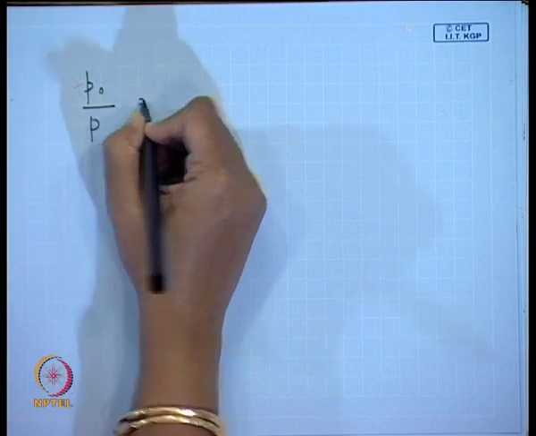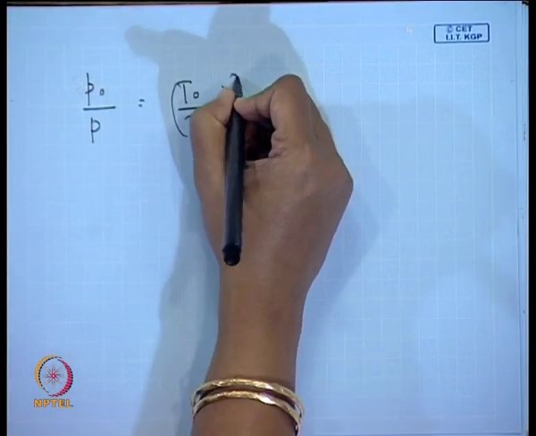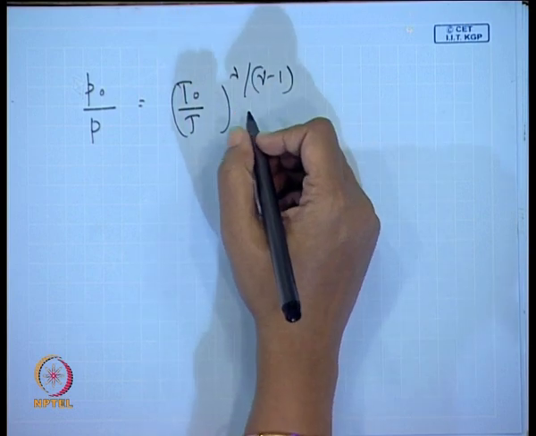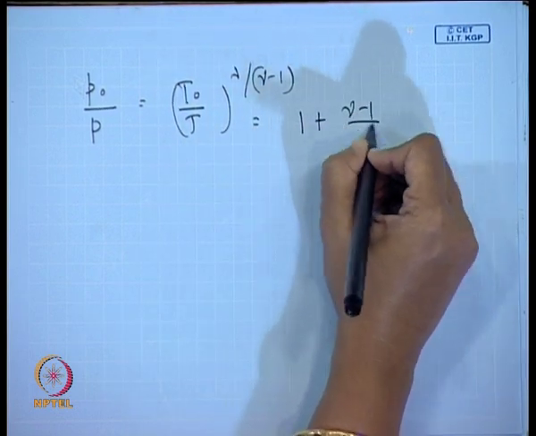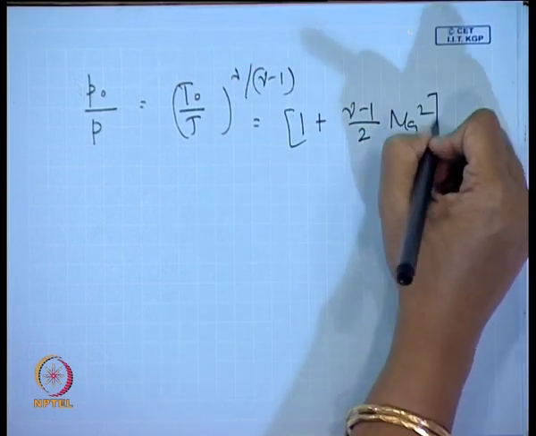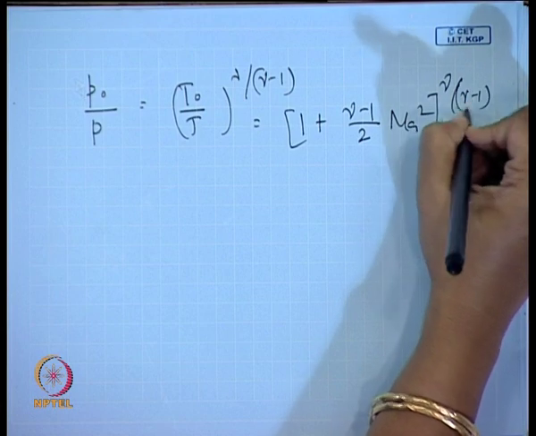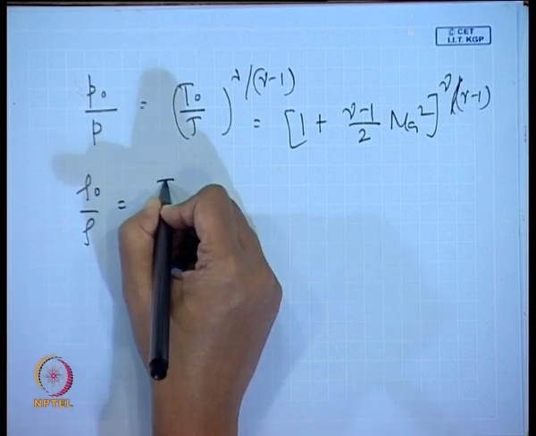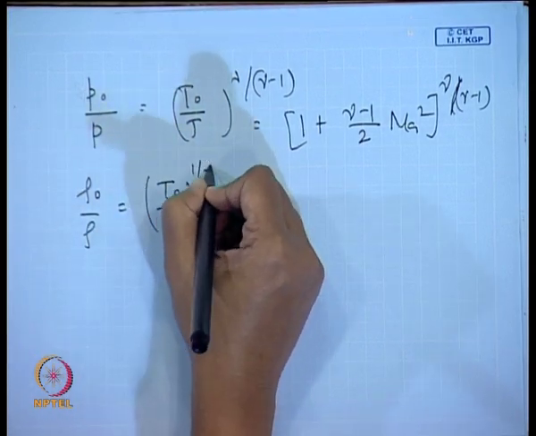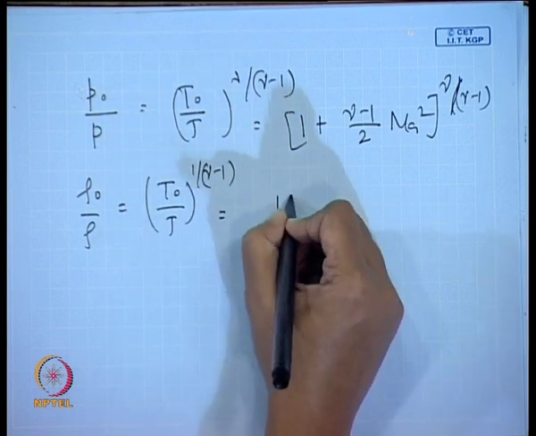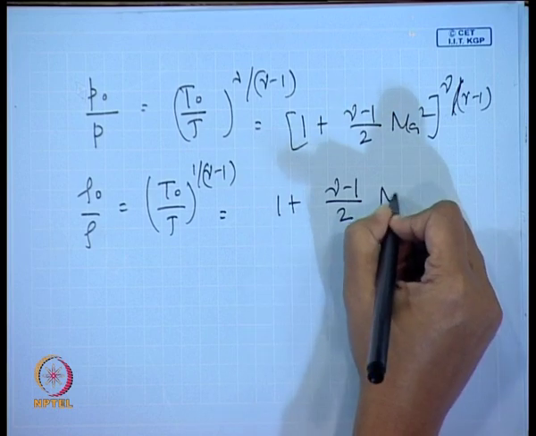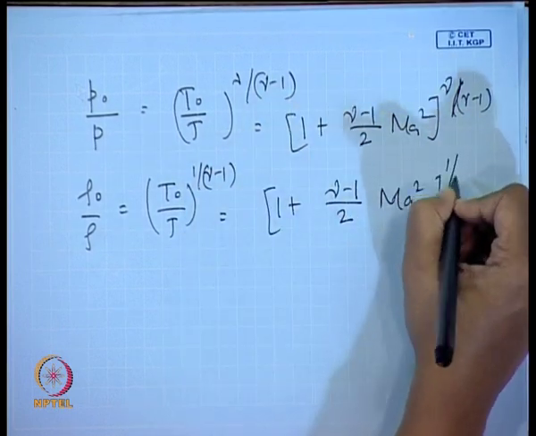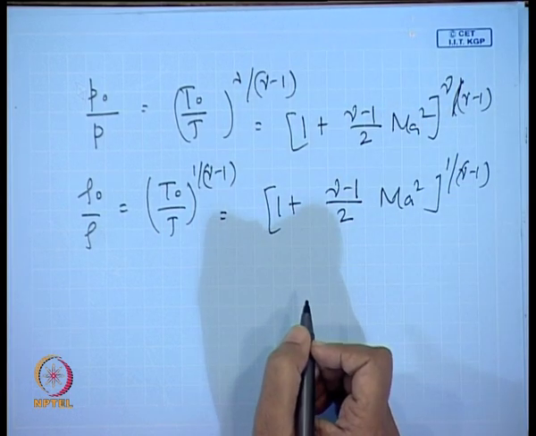So if we write them down, what do we get? In the same terms, we get P0 by P equal to (T0 by T) to the power gamma by gamma minus 1, which is equal to (1 plus (gamma minus 1) by 2 Ma square) to the power gamma by gamma minus 1, is it not? In the same way, we can write rho0 by rho equals (T0 by T) to the power 1 by gamma minus 1, and this is equal to (1 plus (gamma minus 1) by 2 Ma square) to the power 1 by gamma minus 1, is it not?